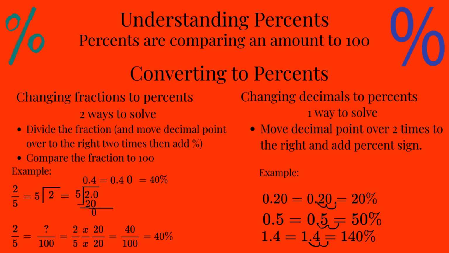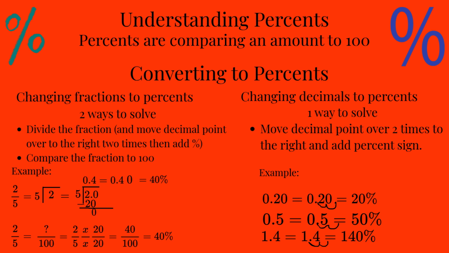So if I had to multiply by 20 in my denominator, I must do the exact same thing in my numerator. I will multiply whatever number is in my numerator by the same number. So for this problem, we have 2 in our numerator. So we will multiply 2 times 20 to see what that answer is. 2 times 20 is 40. So my answer is 40 over 100.